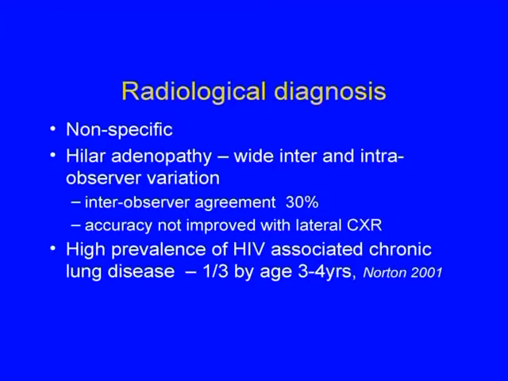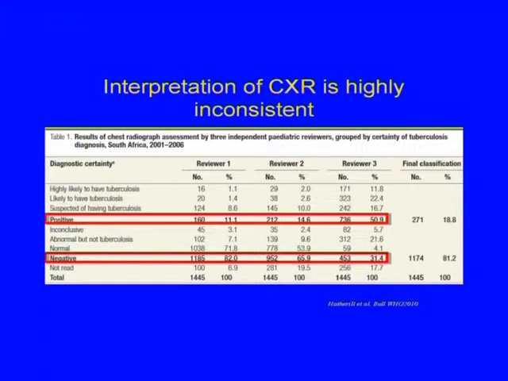And so just to show you one study, in case you don't believe me, these are assessments of chest x-rays by three expert pediatric assessors, very experienced people. And they had to say whether, based on the x-ray, it was highly likely, likely, or may have TB. And look at the variability here. 11% said that any of these were likely.